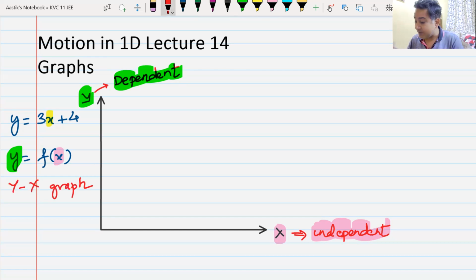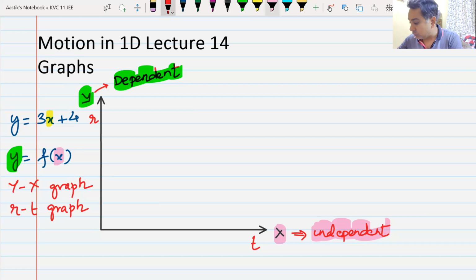For example, if I plot r, position, here and t, time, here, this graph will be known as an r-t graph, a position-time graph. Position is plotted on the y-axis and time is plotted on the x-axis. So remember, whenever you call any graph, it is always the y-axis first, then the x-axis. Do we understand this? Yes or no, everyone?